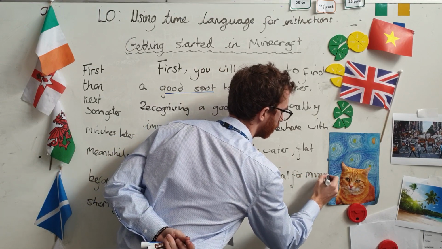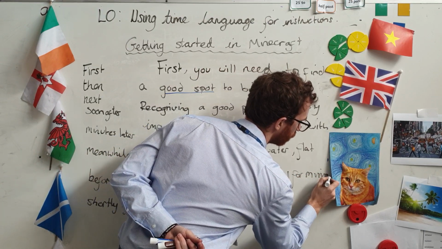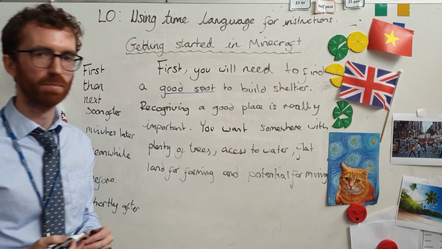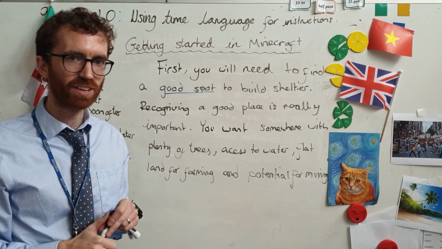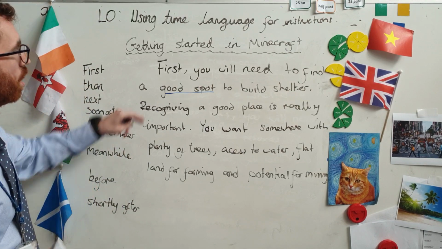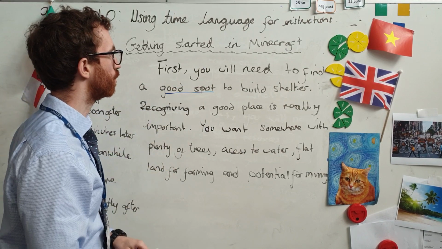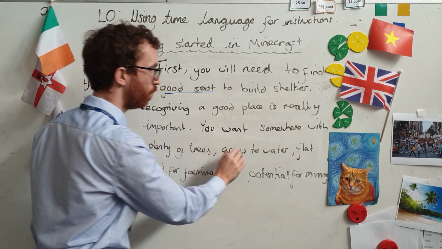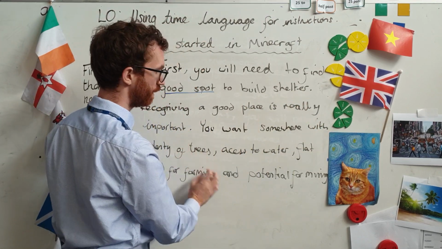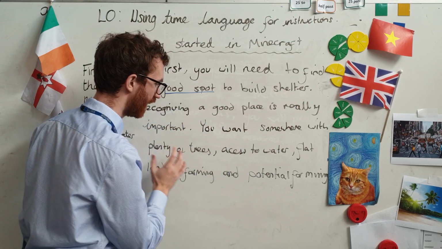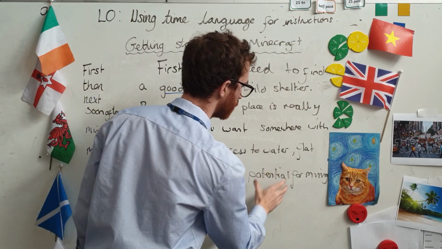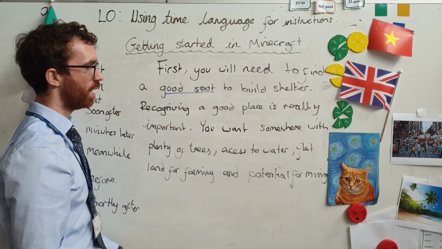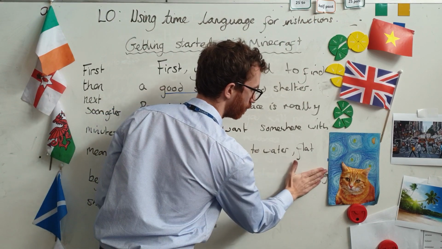Mining. Okay, full stop. Now there is a full stop there, I know it's hiding behind Mrs. Penn's Van Gogh cats. So, first, you will need to find a good spot to build a shelter. Recognizing a good place is really important. You want somewhere with plenty of trees, access to water, flat land for farming, and potential for mining. Okay? Check my sentence, make sure that there is a full stop at the end.